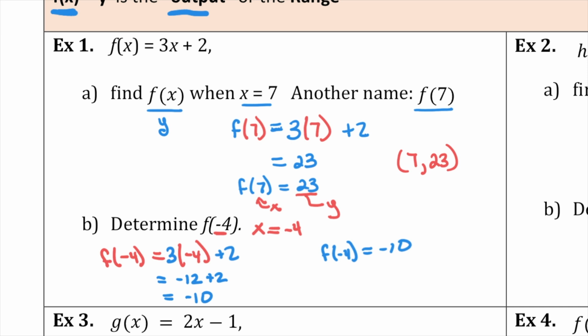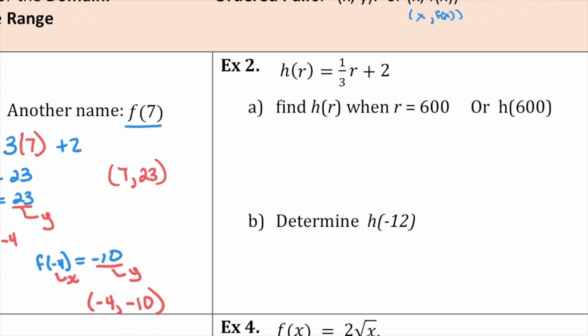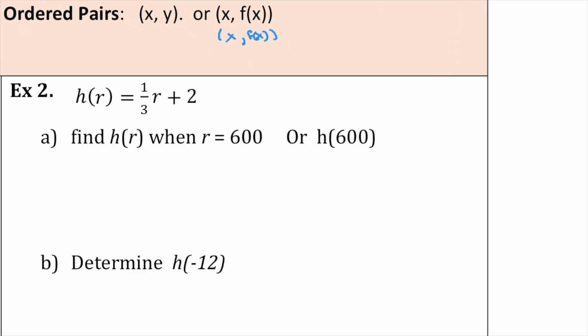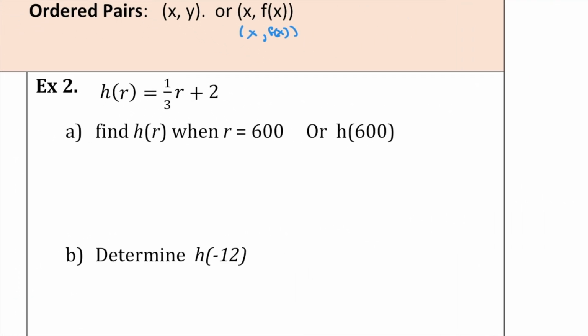Once again, negative 4 is your x value. Negative 10 is considered your y value. If we write it as an ordered pair, negative 4, negative 10. For example 2, we have a different pattern, therefore it has a different name. This pattern is function h.